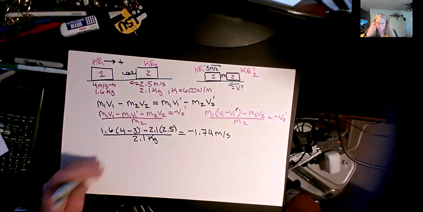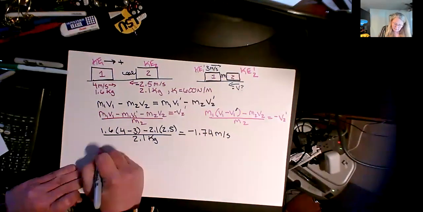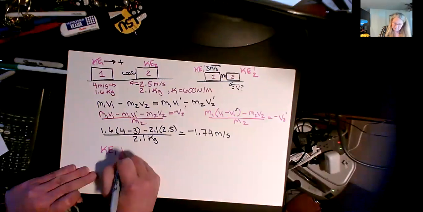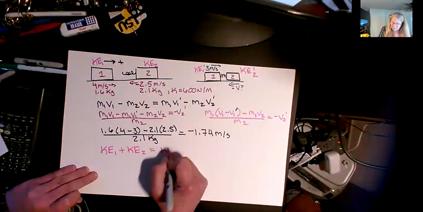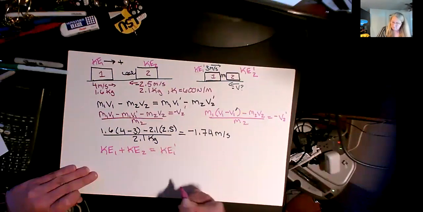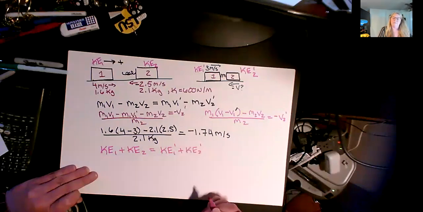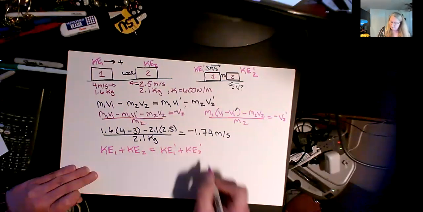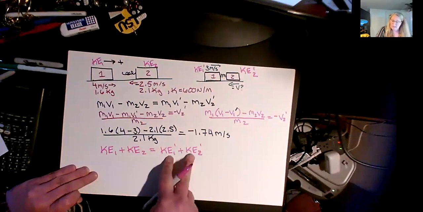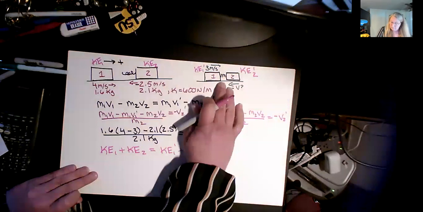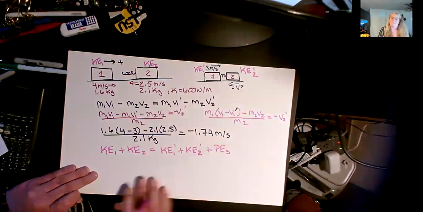Because I kind of feel like what we can do is say something like this, that my kinetic energy 1 plus my kinetic energy 2 is going to equal kinetic energy 1 final plus kinetic energy 2 final. But there's something else in there. So shouldn't all of this energy be going into that motion and compressing that spring? Because indeed it is. So potential energy from the spring.